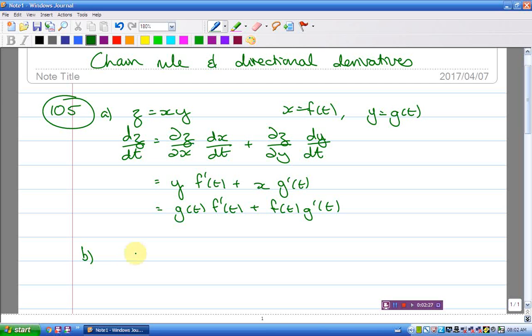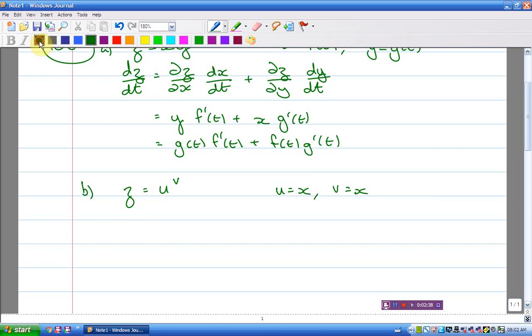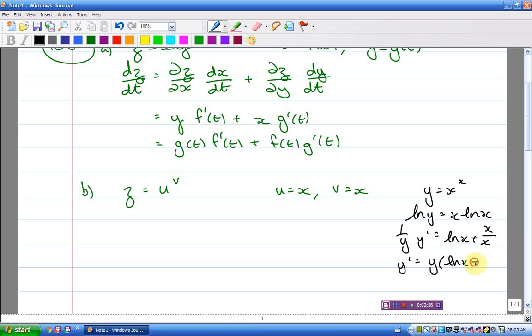Okay, logarithmic differentiation. What if we have z equals u to the power v, where u equals x and v is also x? Now you remember back in first year, if you had y equals x to the x and you wanted to differentiate it, you would have taken logs both sides. You would have done implicit differentiation on the one side and product rule on the other. That's what you do if you were doing logarithmic differentiation. Should be very familiar to you.